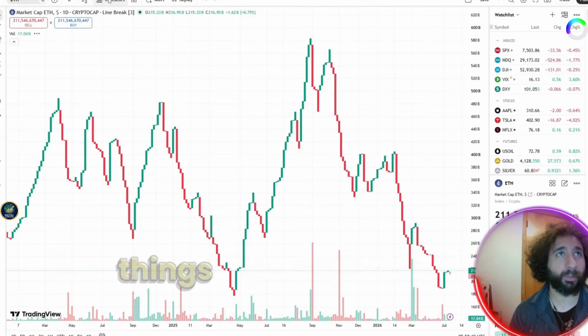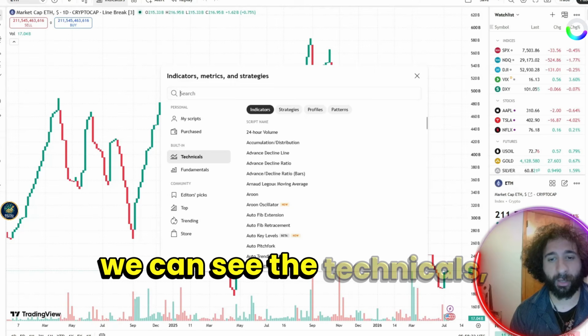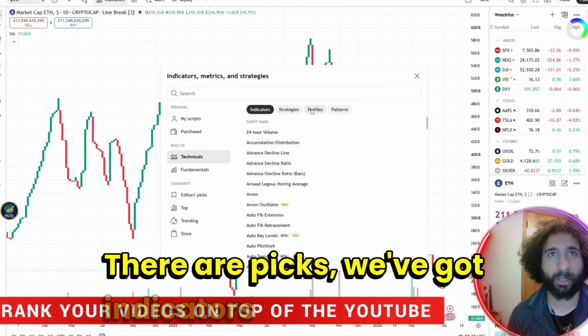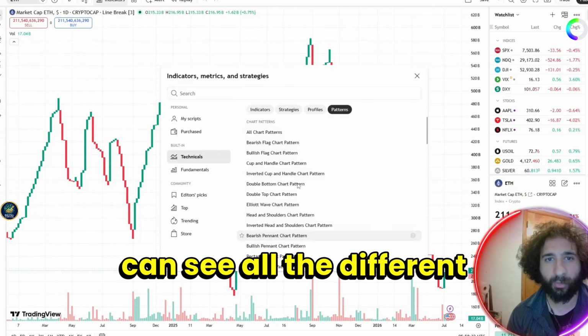So we can see the same things here that we saw with Bitcoin. We can see the fundamentals. We can see the technicals. We can see everything here that we need to. There are picks. We've got indicators and strategies. I can come up with a script name, and I can see all the different chart patterns.